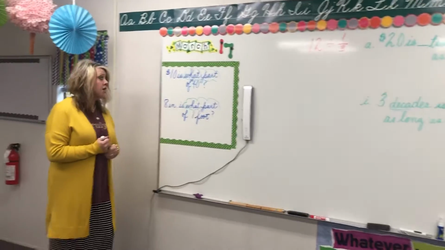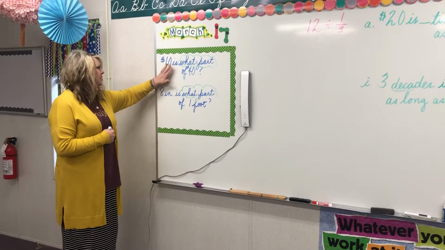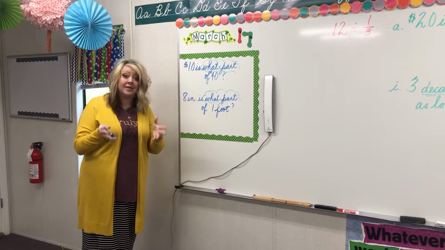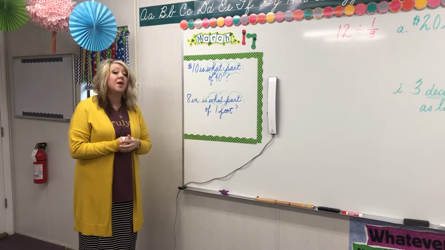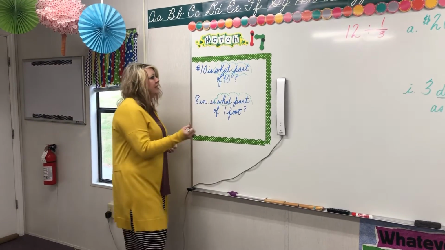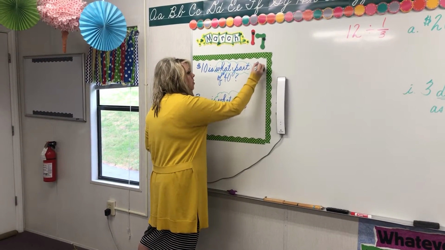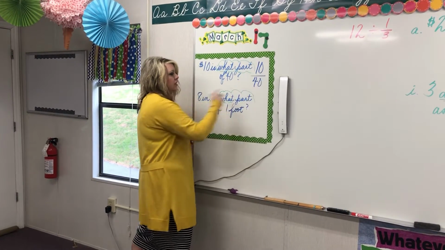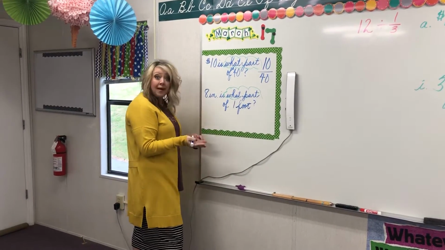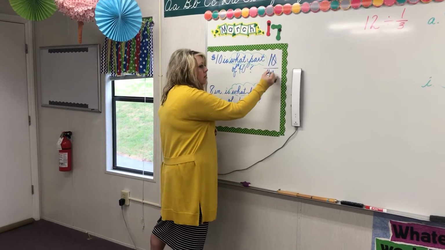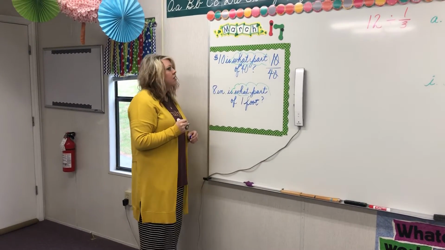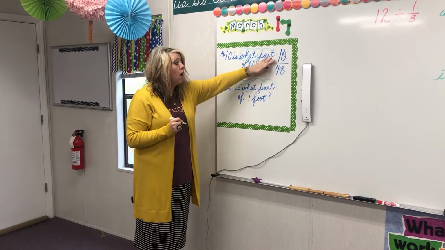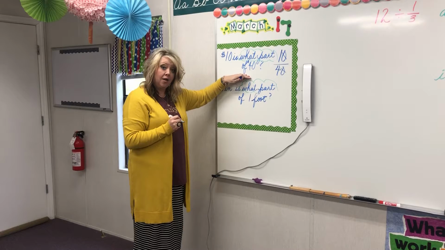$10 is what part of $40? Now you notice I have circled the phrase "what part" because that is a clue word in a sense to let us know that this will be a fraction answer. 10 becomes our numerator, and then 40 will become our denominator. So there's our fraction. We can reduce by dividing by 10 or simply crossing out our zeros. So we have the reduced fraction 1/4. $10 is 1/4 of $40.